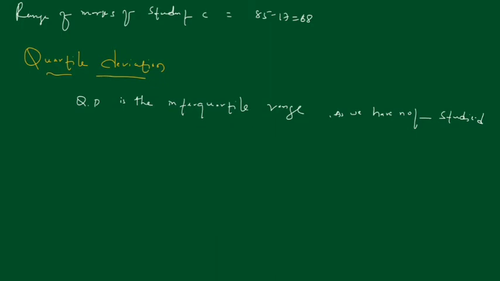So simply you can remember this much, it is enough, right? So quartile deviation is the interquartile range, we can say it is QD. Interquartile range.